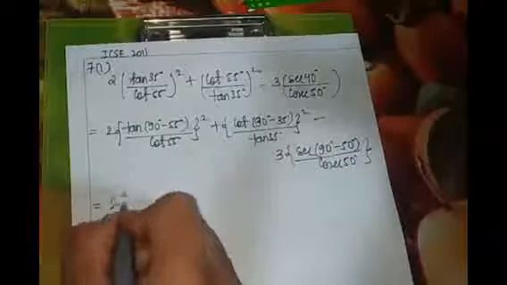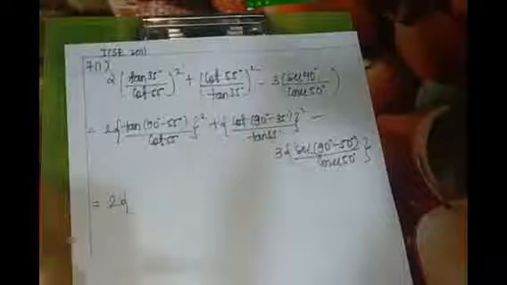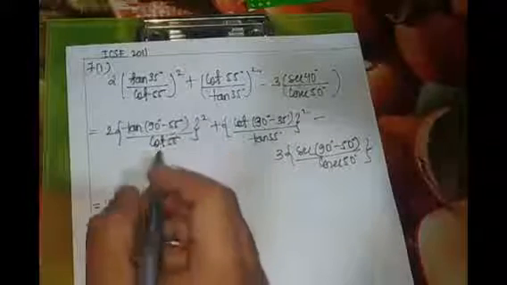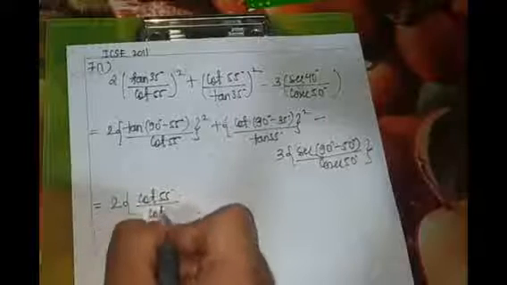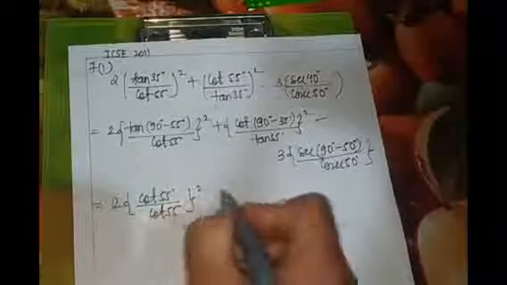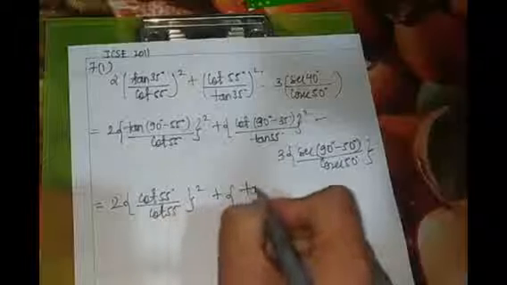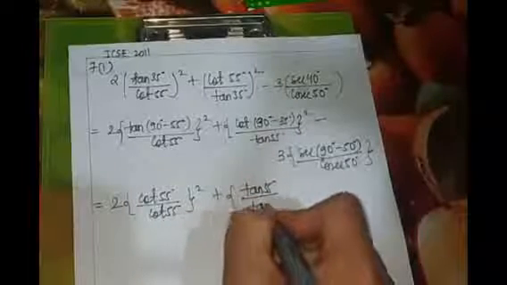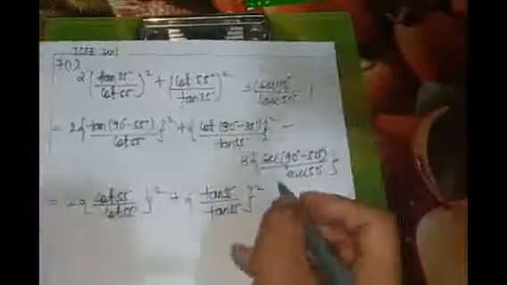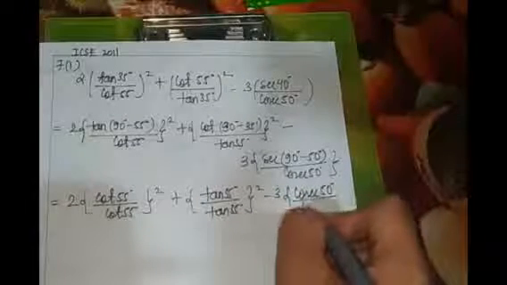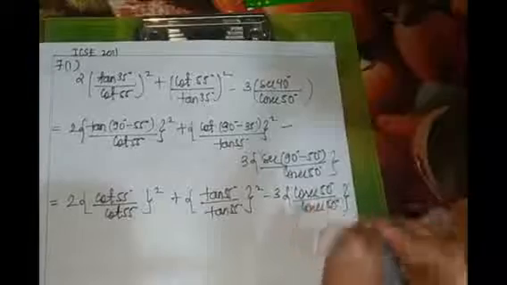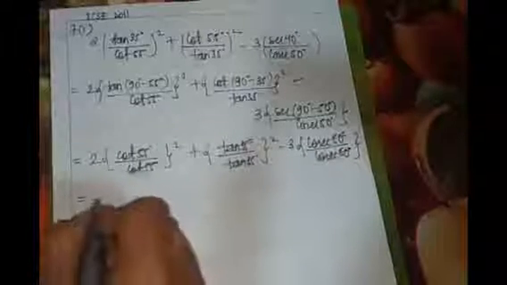Make sure that there's a whole square out here. So 2 within the curly bracket, tan 90 minus 55. Use the formula: tan 90 minus theta is cot theta. So cot 55 divided by cot 55, whole square, plus tan 35 divided by tan 35, whole square, minus 3 times cosec 50 by cosec 50 as well. Clear till here? So everything gets cancelled out. This also gets cancelled out. This also gets cancelled out.